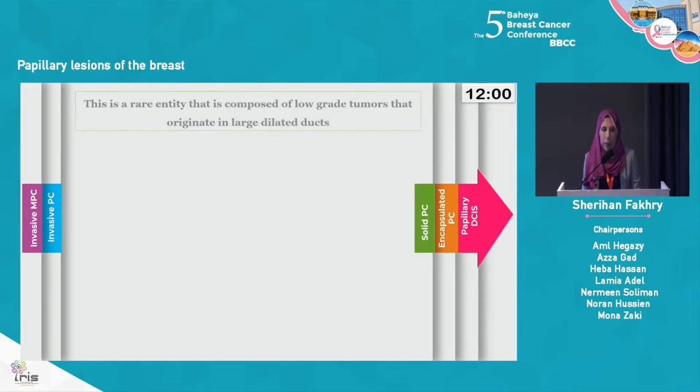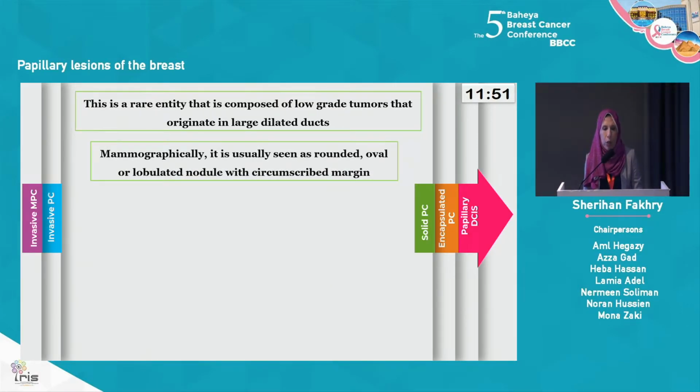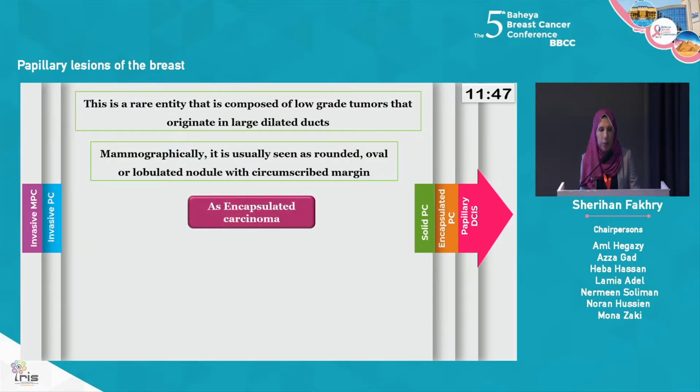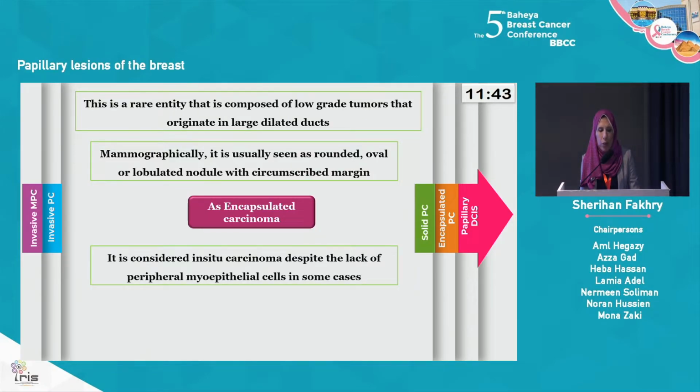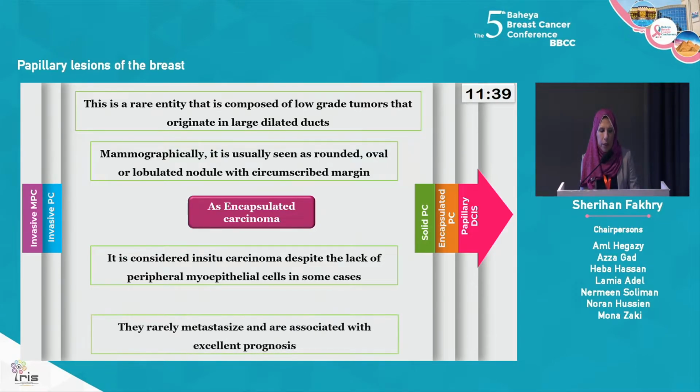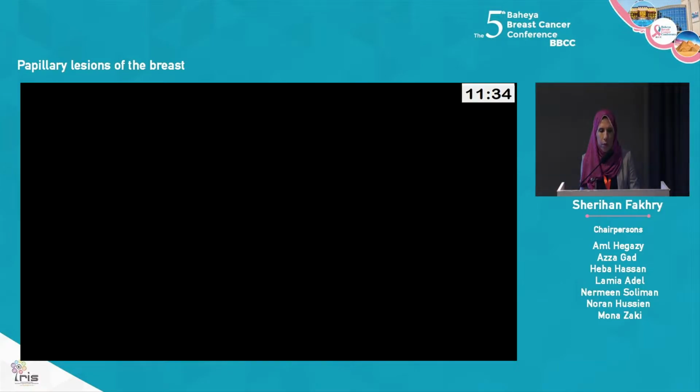Concerning the solid papillary carcinoma, this is a rare entity that is composed of low-grade tumors that originate in large dilated ducts. Mammographically, it is usually seen as a rounded oval circumscribed mass, and similar to encapsulated papillary carcinoma, it is considered in situ carcinoma despite the lack of peripheral myoepithelial cells. They rarely metastasize and are associated with excellent prognosis.